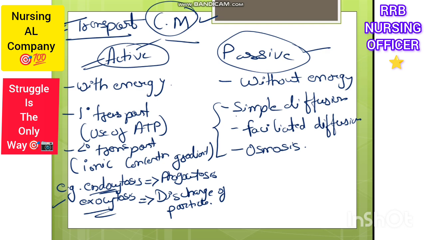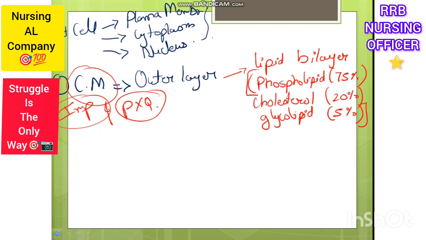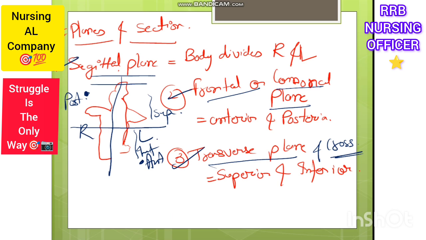diffusion, and osmosis. Mostly it is asked to differentiate which of the following is passive and which is active. This type of question is framed and asked, so better you learn it.